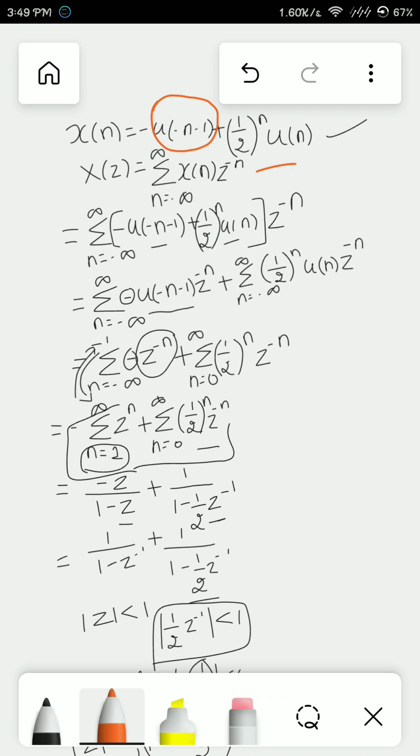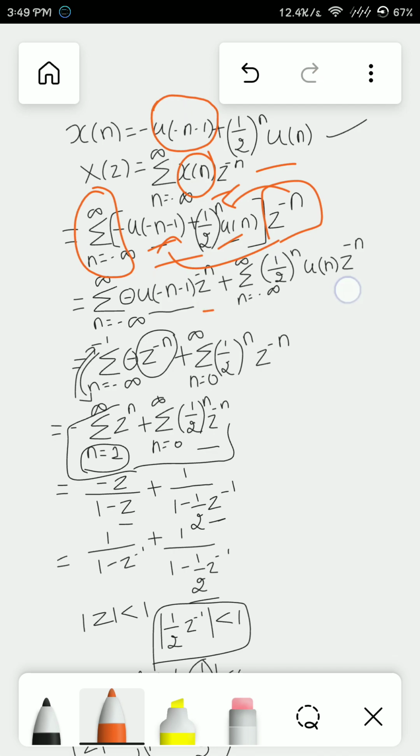So see, this is the formula. You need to write the X of z formula first, and then you are going to substitute x of n and multiply with z to the power of minus n. So now you are going to have two summations, one for minus u of minus n minus 1 as well as one for half to the power of n into u of n, and you multiply z to the power of minus n to both of them, right? That is what we did.